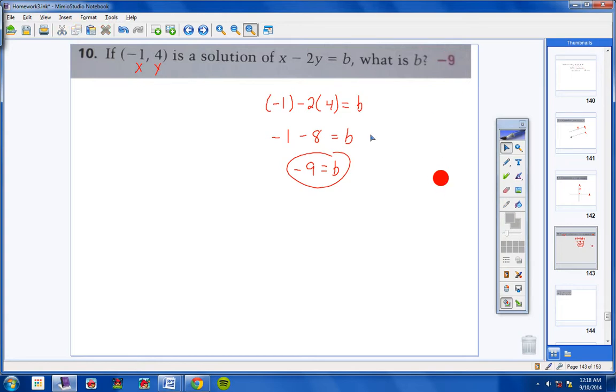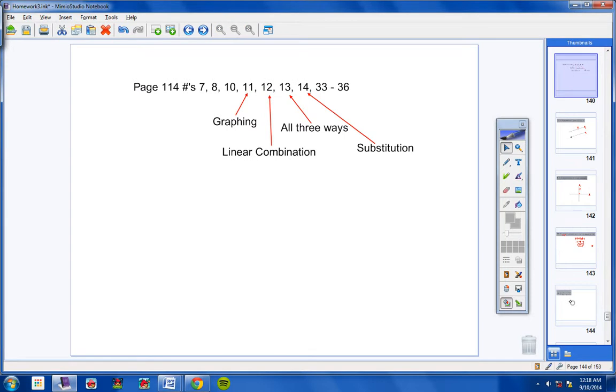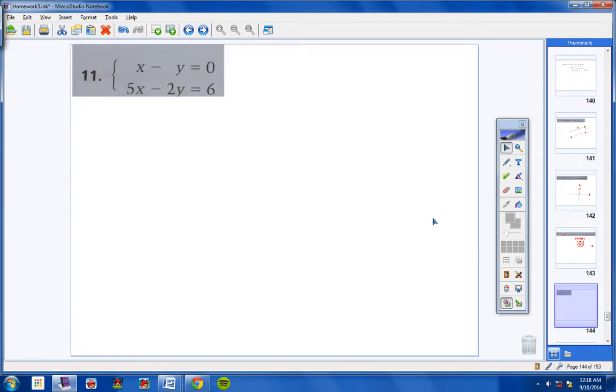All right. Moving on now to number 11. The method we're going to use is the graphing method. So let's solve number 11 using the graphing method.